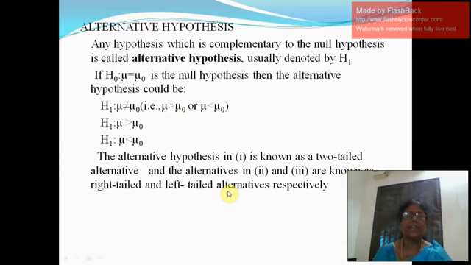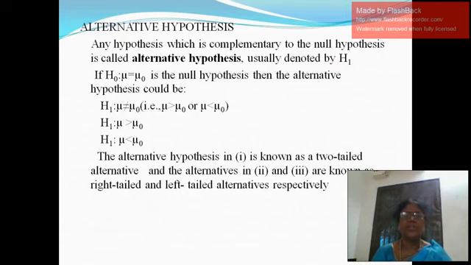Alternative hypothesis. After setting the null hypothesis, we have to find out one alternative hypothesis, which is denoted by H1. The hypothesis which is complementary to the null hypothesis is called alternative hypothesis. If H0: mu is equal to mu naught is the null hypothesis, then the alternative hypothesis could be H1: mu not equal to mu naught, mu greater than mu naught, or mu less than mu naught.